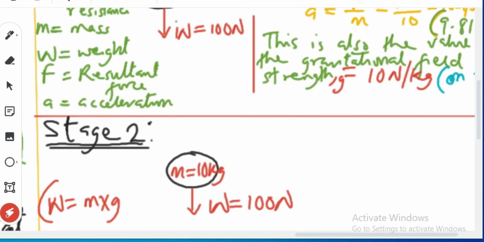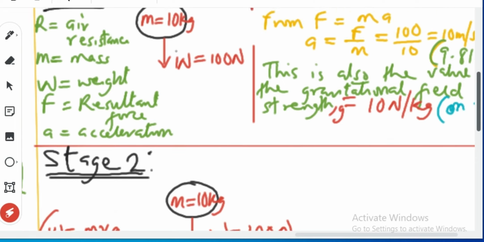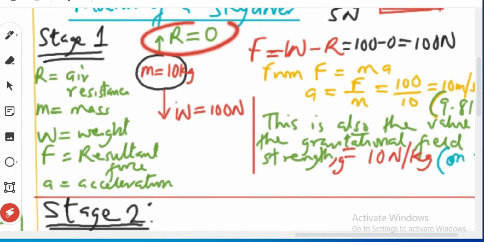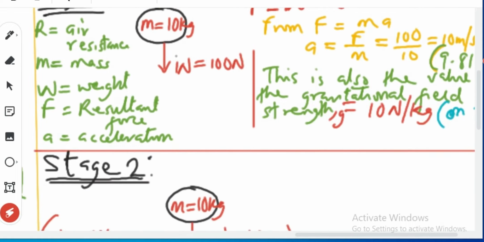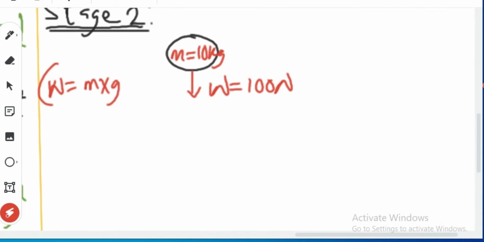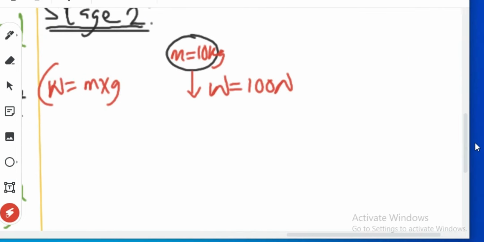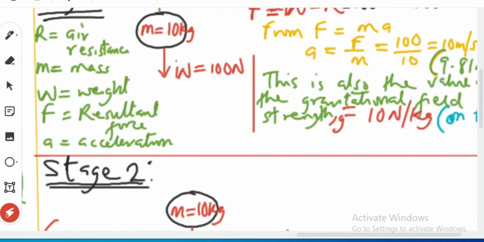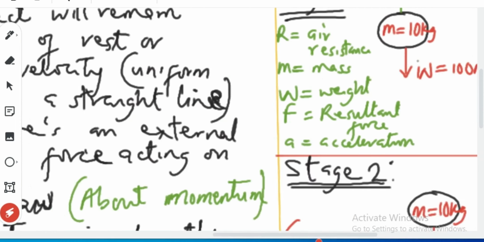Now, watch this. This is very important. What is the value of the resultant force now? What's the value of the air resistance now? It has started moving, because it is even speeding up. How do I know that it's speeding up? Because it has an acceleration. It's accelerating, so it's speeding up.